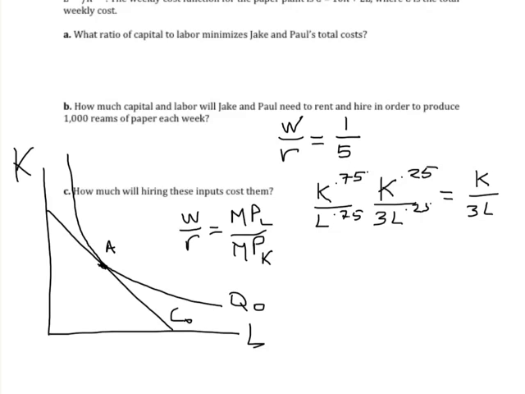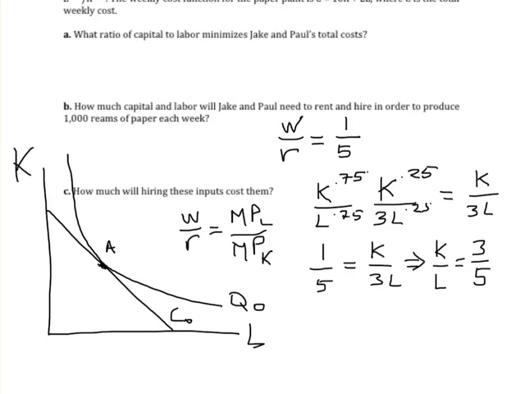So that part A just drops right out of our optimization condition. 1/5 equals K over 3L, and we're asked what's the ratio of capital to labor that minimizes cost. Well, we can just multiply both sides of this equality by 3, and we get K over L equals 3 over 5. So that's part A.